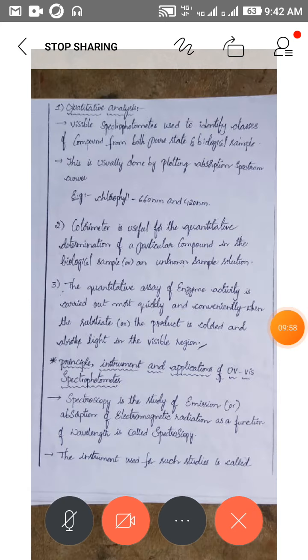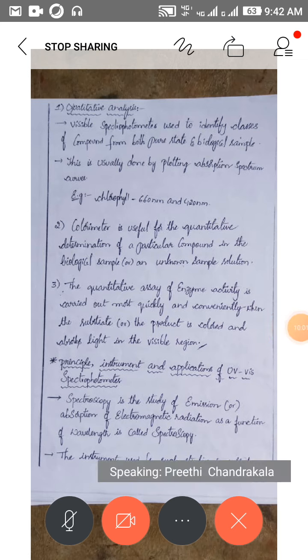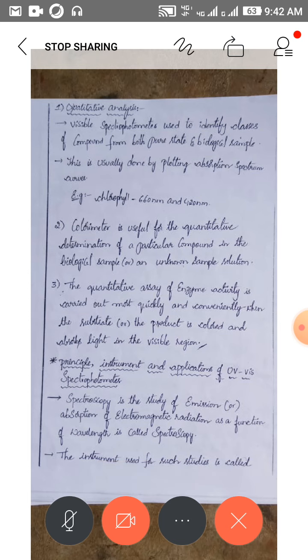Finally, applications of colorimetry. Colorimetry is useful for the quantitative determination of a particular compound in a biological sample or any unknown sample solution. It is also used for the assay of enzyme activity in a specific or colored solution. Then this is also used to identify the classes of compounds from both pure state and biological samples. Example, chlorophyll at 660 nanometers and 420 nanometers.